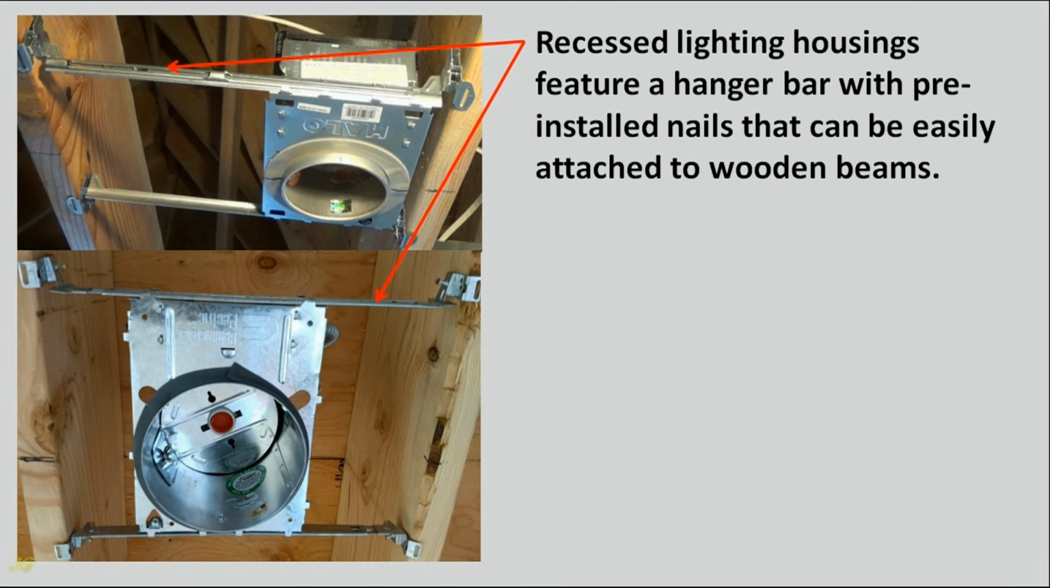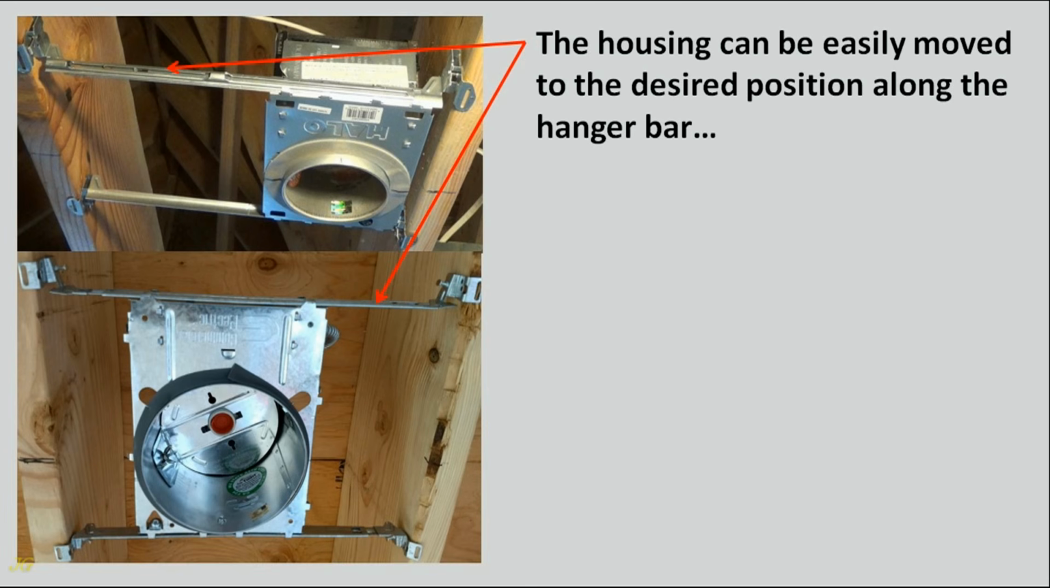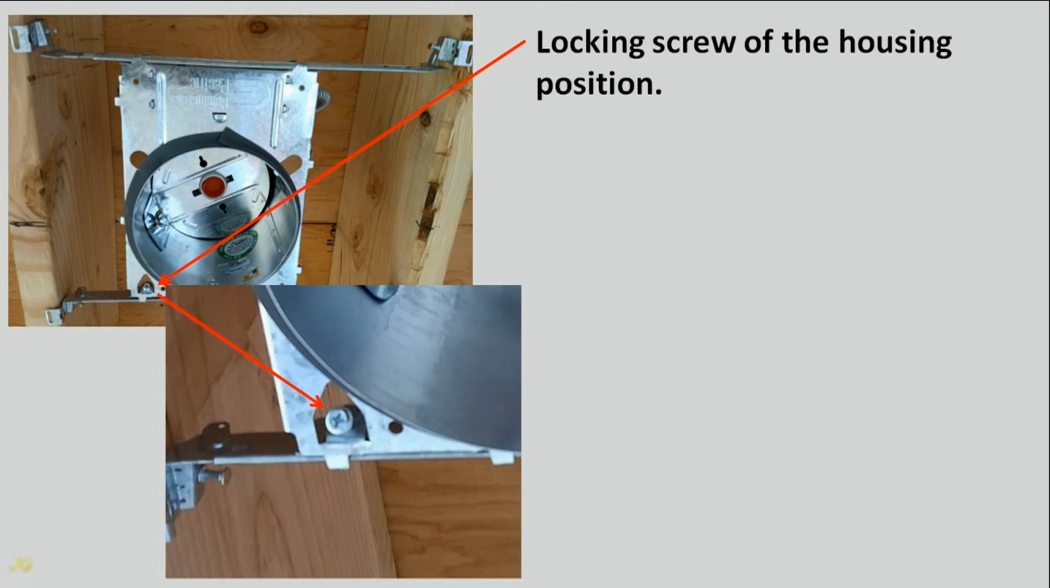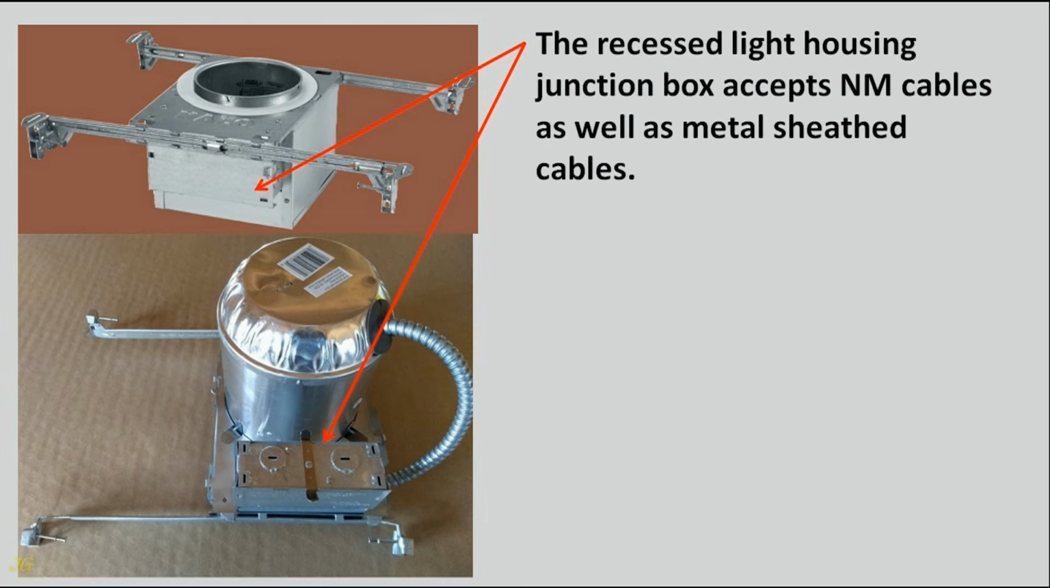Recessed lighting housings feature a hanger bar with pre-installed nails that can be easily attached to wooden beams. The housing can be easily moved to the desired position along the hanger bar, and this position can be locked with the locking screw. Locking screw of the housing position. The recessed light housing junction box accepts NM cables as well as metal sheathed cables.